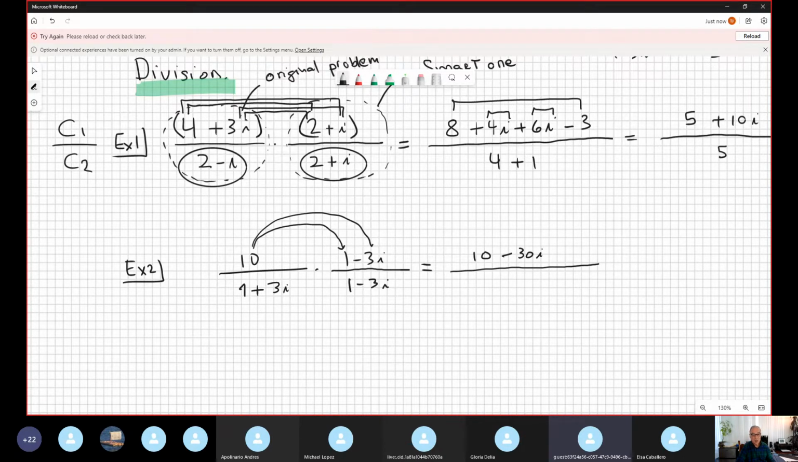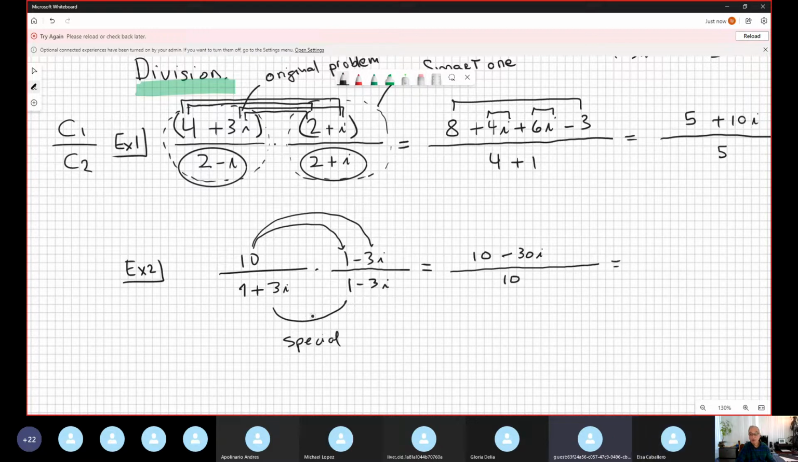Okay, now here special multiplication. What is the answer of this special? 1 plus 3i times 1 minus 3i. What is the answer here? 1 plus 9. 1 plus 9 is 10.